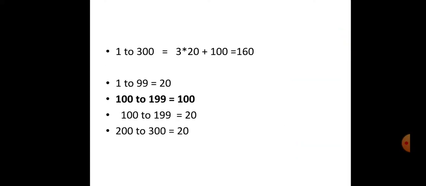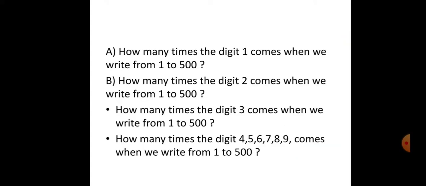Similarly, now let us see how many times the digit 1 comes while we write from 1 to 500. Now we have a simple formula.